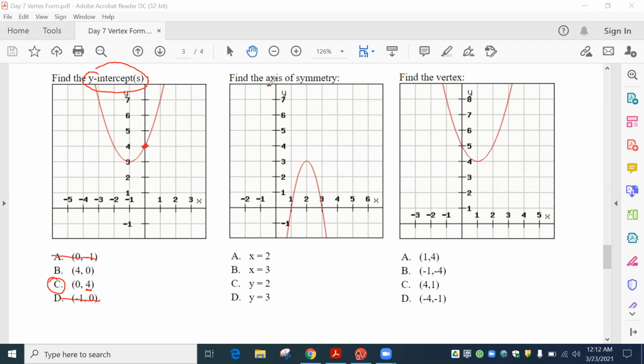Axis of symmetry again, that x and axis reminds me that this is x equals. Symmetry is when we split it in half. And so it touches 2. So it's an x equals and then 2 would be A.